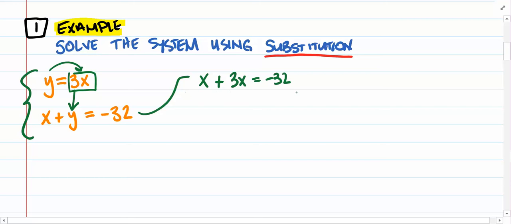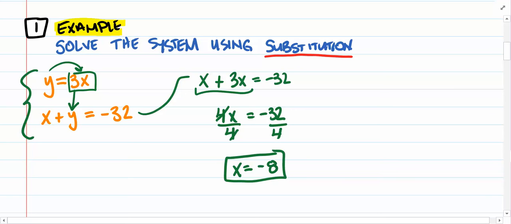Well, now you'll notice that I only have one equation that only has x's in it. I can add these together because they're like terms. So that gives me 4x is equal to negative 32. Solving for x, I would divide by 4. And I would get that x would be equal to negative 32 divided by 4, which is negative 8.